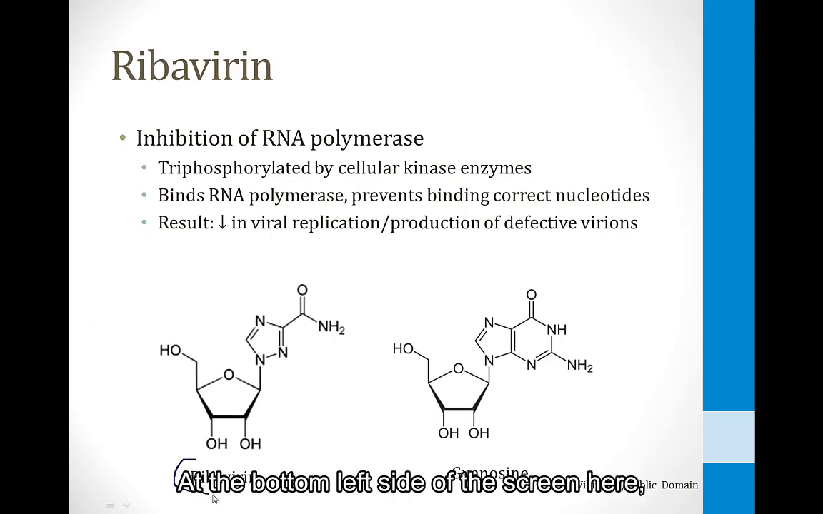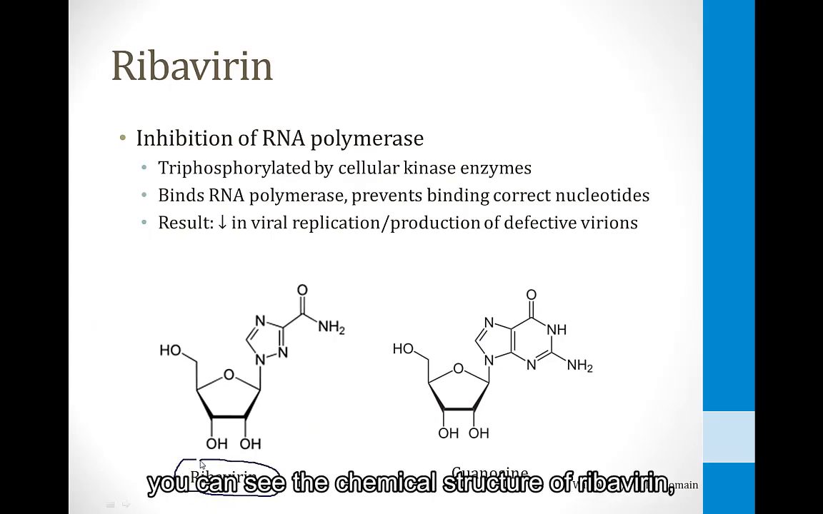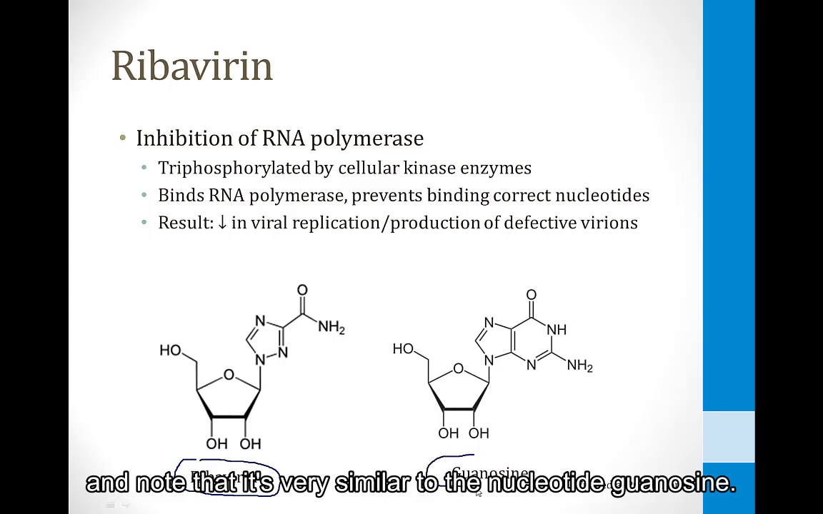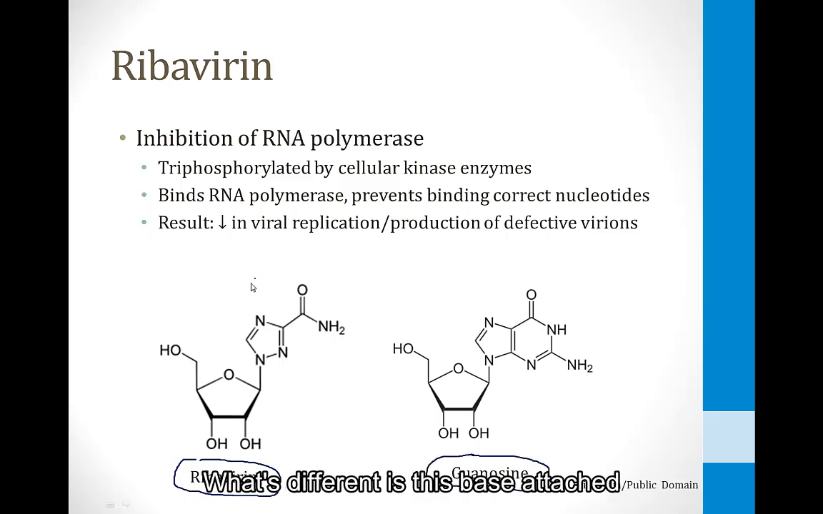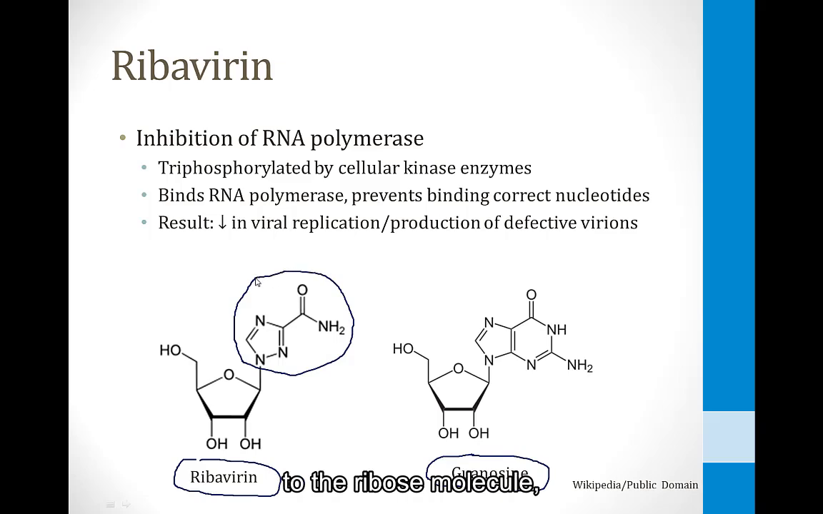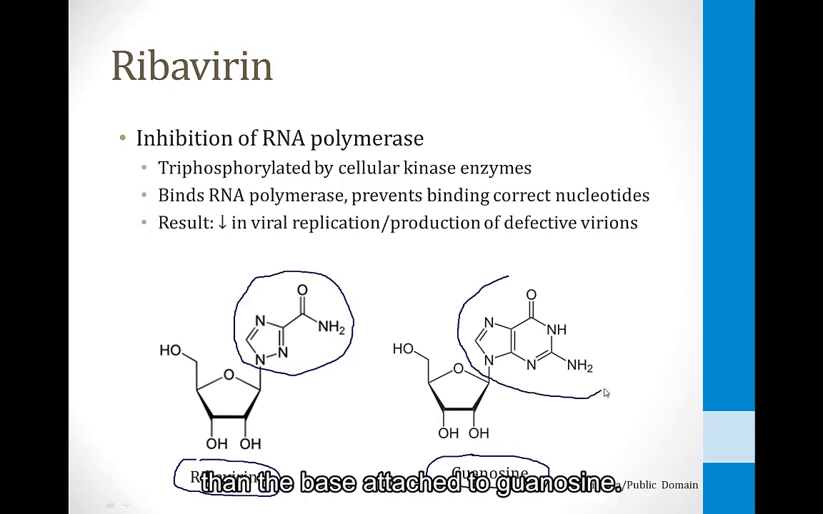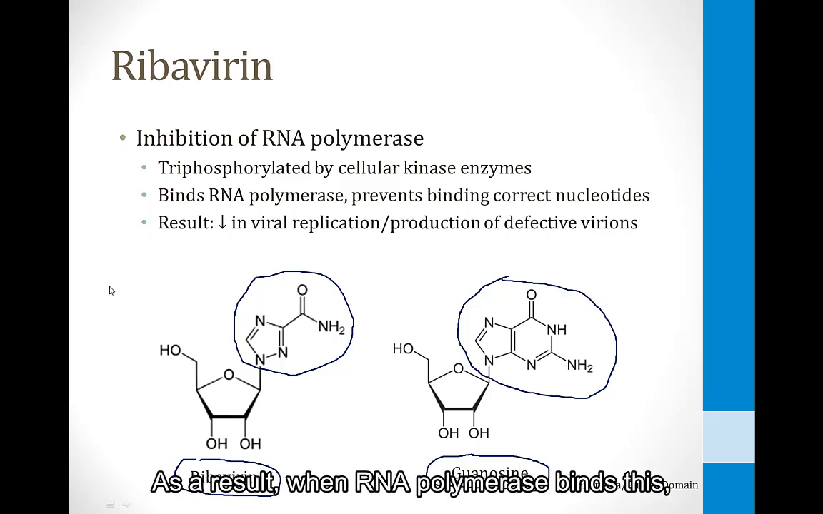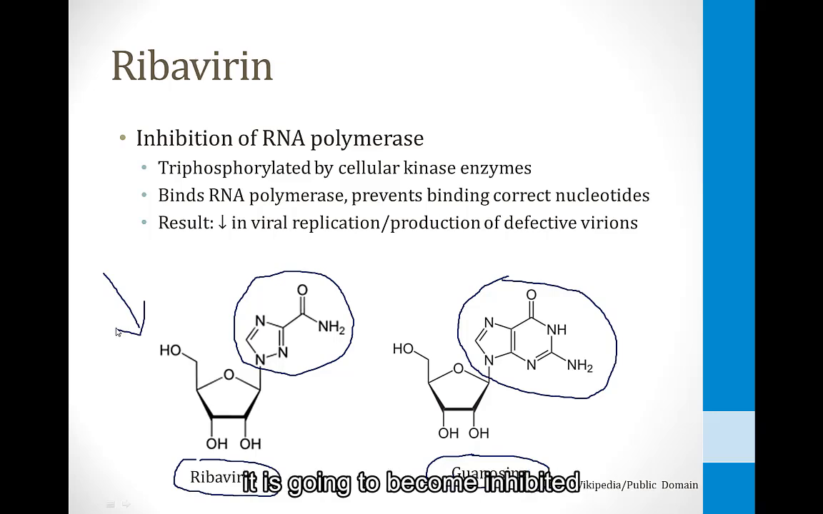At the bottom left side of the screen here you can see the chemical structure of ribavirin. And note that it's very similar to the nucleotide guanosine. What's different is this base attached to the ribose molecule. It has a different structure than the base attached to guanosine. As a result, when RNA polymerase binds this, thinking it's binding a guanosine, it is going to become inhibited and not be able to keep working and keep synthesizing RNA for the virus.